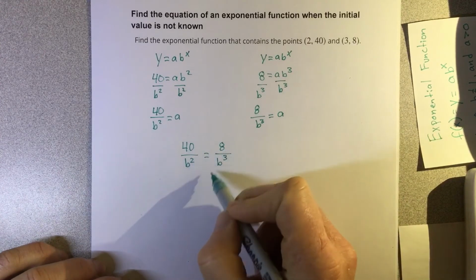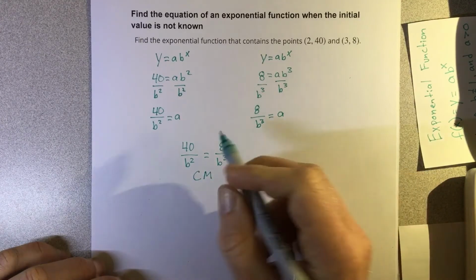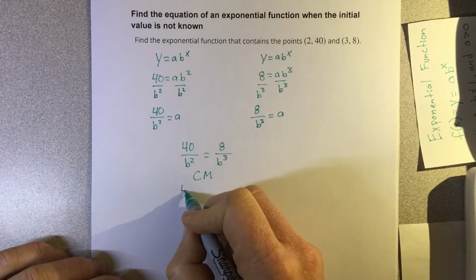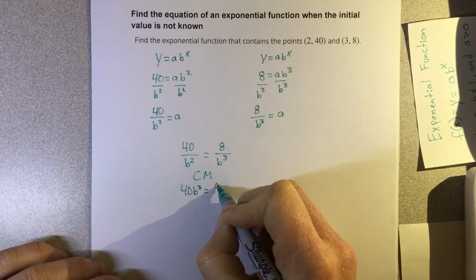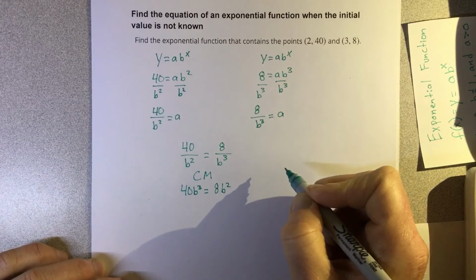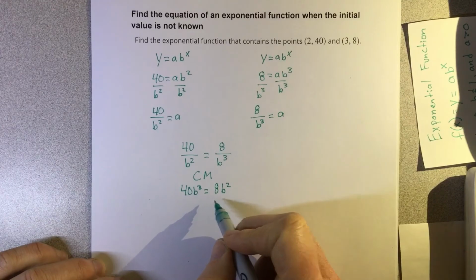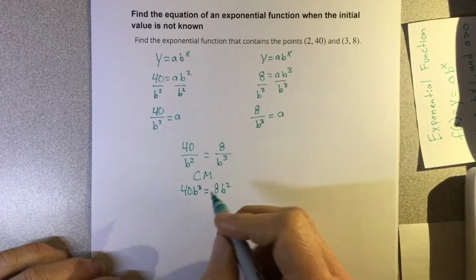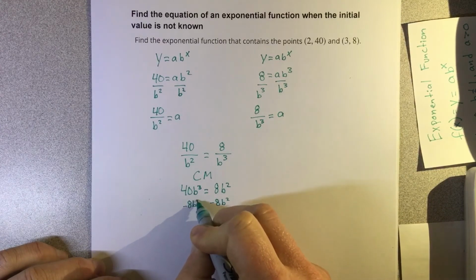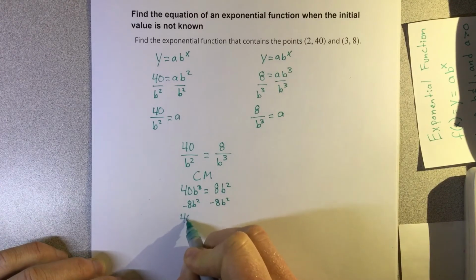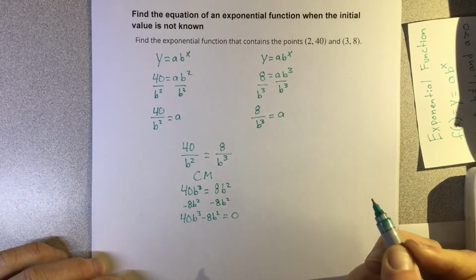I have a fraction equal to another fraction, so I can use cross multiplication. I'm just going to write CM for cross multiplication. So I'm going to take b cubed times 40, so that's 40b cubed, is equal to b squared times 8, that's 8b squared. Now I have a polynomial here. Just like any quadratic, polynomial, linear, we need it equal to 0. We're going to subtract the 8b squared over. And we get 40b cubed minus 8b squared equals 0.